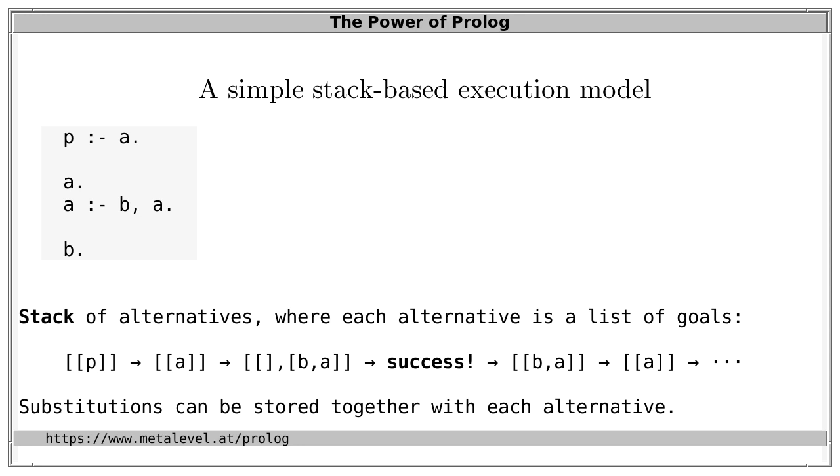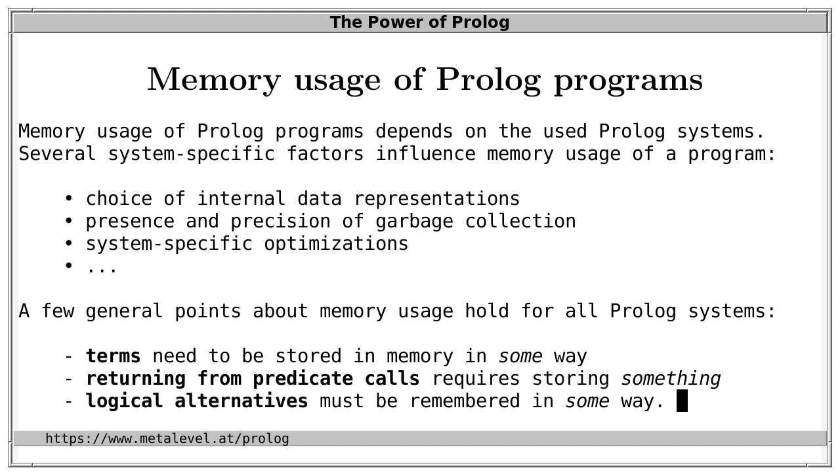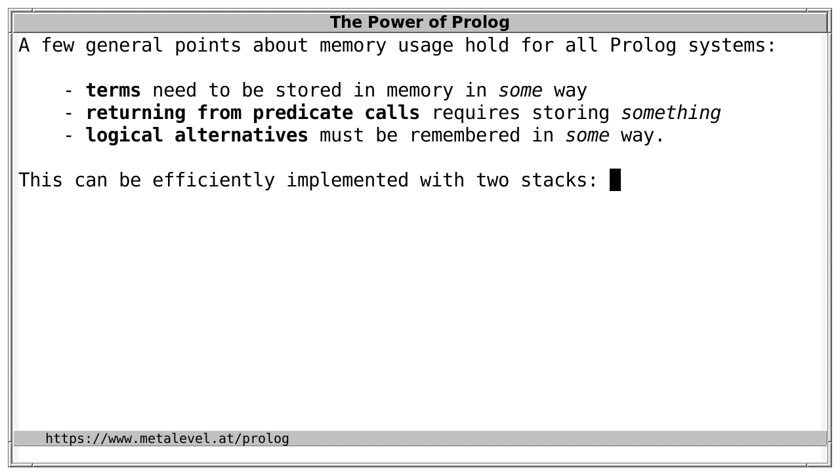And the collection of alternatives can be naturally regarded and also implemented as a stack. Because we always remove the first alternative from the sequence and always add further alternatives at the beginning of the sequence. So that's why stacks easily enter the picture when implementing Prolog. And in fact, we can implement this more efficiently with two stacks instead of one. Because splitting this into two stacks allows many optimizations.